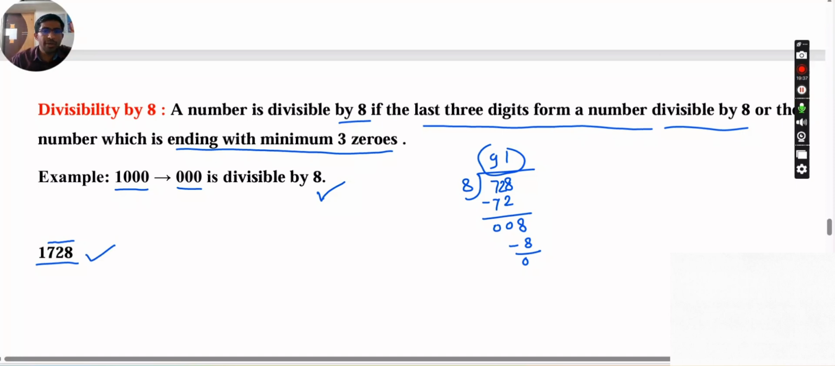So this is the rule of 8. It is exactly similar to the rule of 4, but with one change I have made here. If any number is ending with minimum three zeros, at the rightmost side, that is at the ending places, then that number is divisible by 8. Or any number whose last three digits form a number in the table of 8, or divisible by 8, then also we can say that it is divisible by 8.